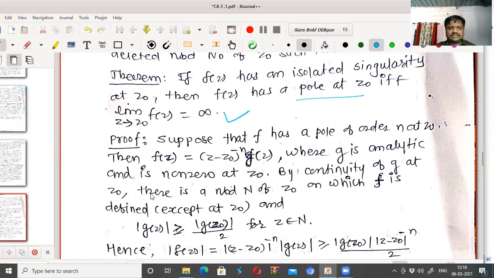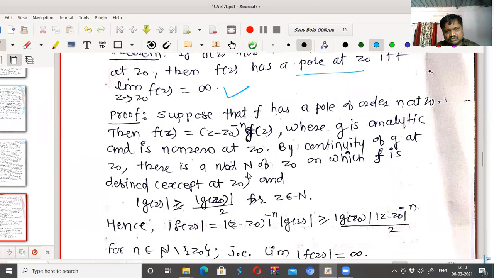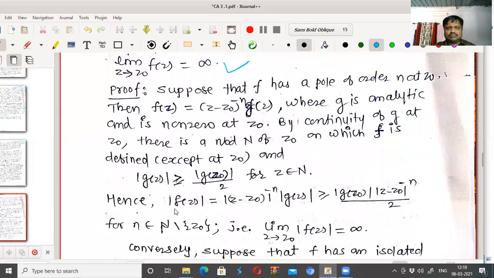By continuity of g at z0, there is a neighborhood N of z0 on which f is defined except at z0, and mod of g of z is greater than or equal to mod of g of z0 divided by 2 for z belonging to N. Hence, mod of f of z, which is nothing but mod of (z minus z0) to the power minus n times g of z, is greater than or equal to mod g of z0 into (z minus z0) to the power minus n upon 2.